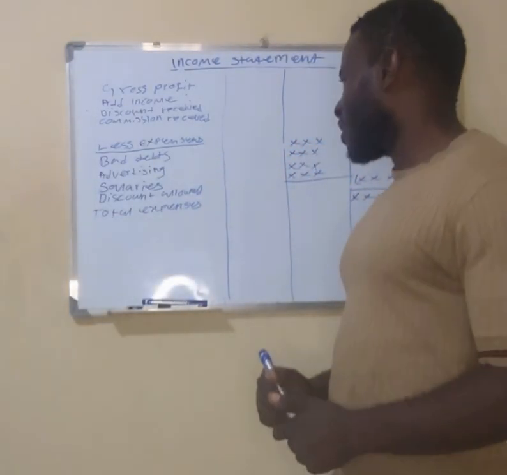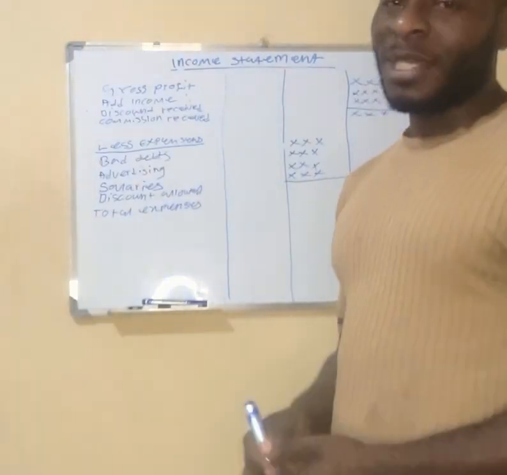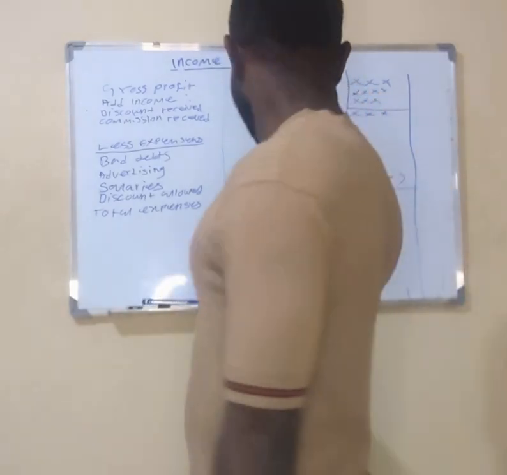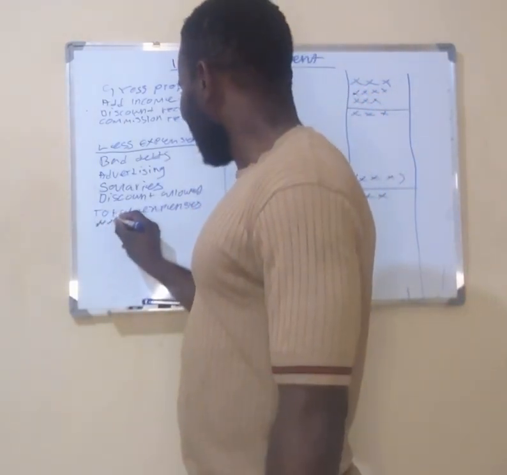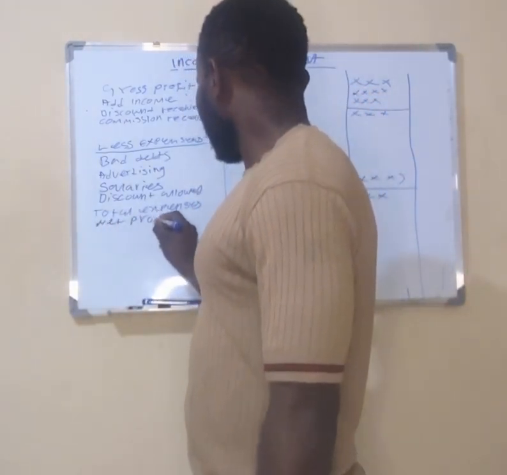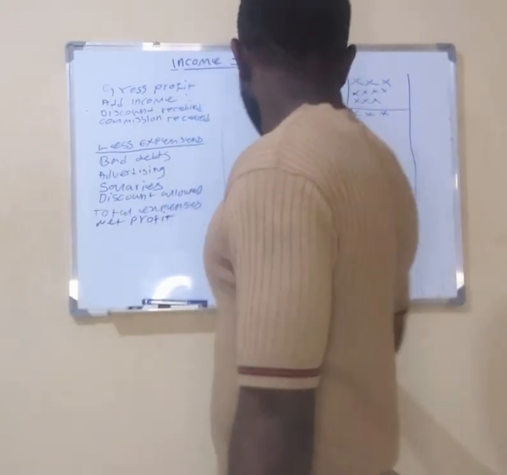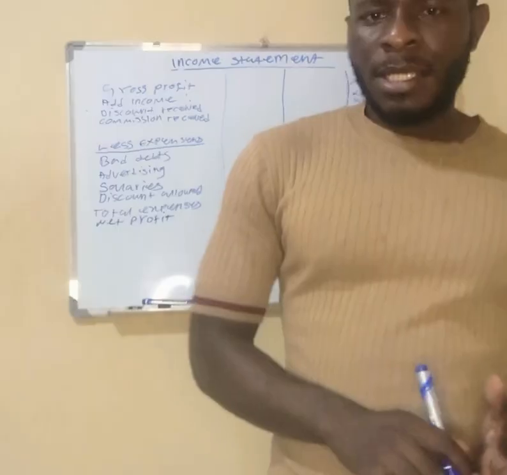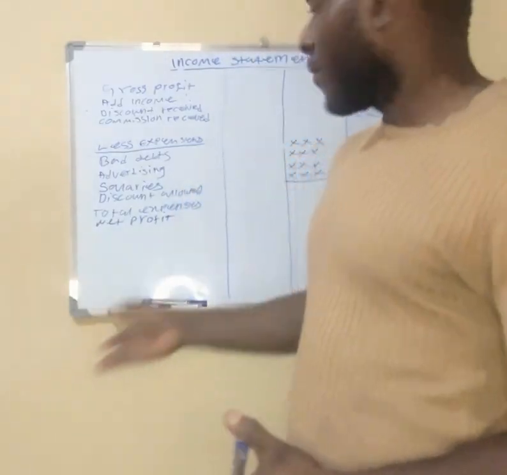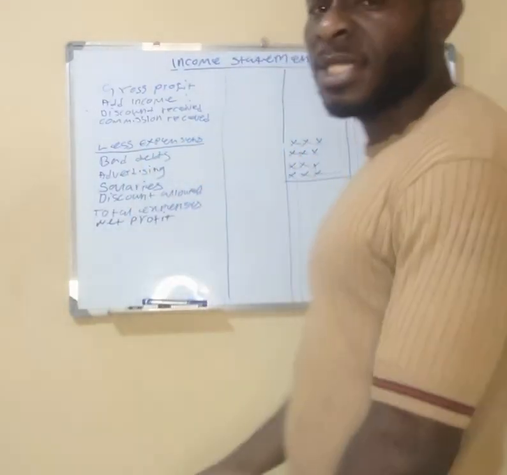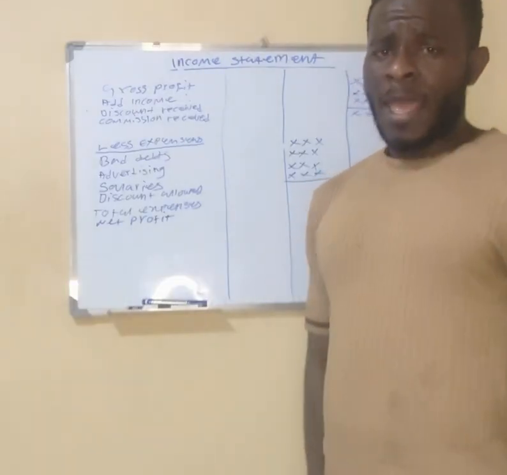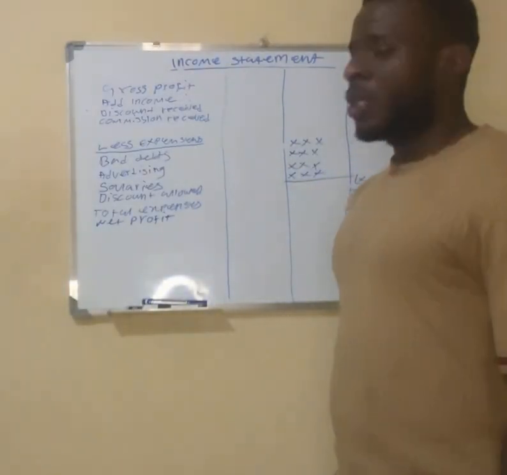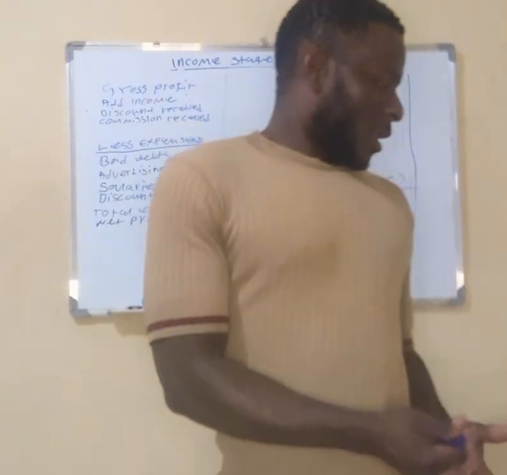So in this case, let's try to be merciful. This time he makes a profit, so this will be called the net profit. And this is the end of the income statement. This is the format for the income statement. It's a very simple thing.